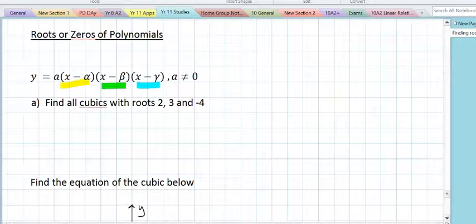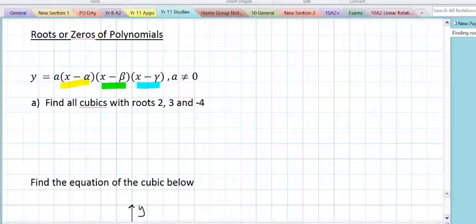And A is what generalizes it. So that will make it either like this or like this. And we'll decide how split out or narrow it is. So if we were asked to find all cubics with roots 2, 3, and -4, how should we go about that?